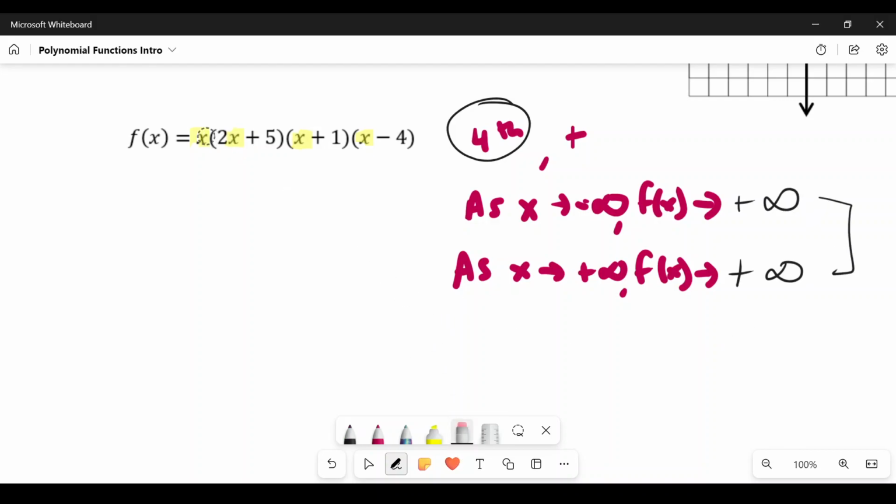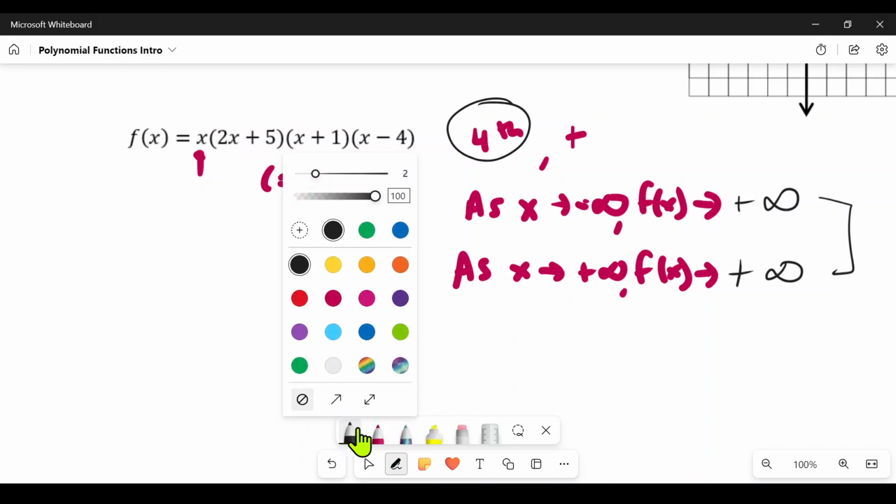I can calculate the y-intercept. Again, if you let x equal 0, sub 0 here, here, here, and here. Well, because I'm subbing 0 here, that's really 0 times, it doesn't matter what else is there. So I know the y-intercept is 0, 0. And then I can find the roots.